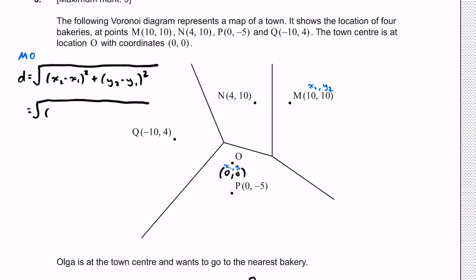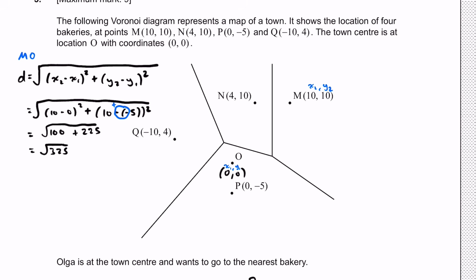x2 minus x1, 10 minus 0 squared, plus y2 minus y1, 10 minus negative 5 squared. 10 minus 0 is 10. 10 squared is 100. This one, if we did this in the calculator, it would work it out for us, but a negative and a negative turns positive, which means we have 10 plus 5, 15. 15 squared is 225. Taking the square root of all of that, we'd be left with the square root of 325. You can just put this into the calculator and you'd get the same. So here's the distance between O and M, the square root of 325.